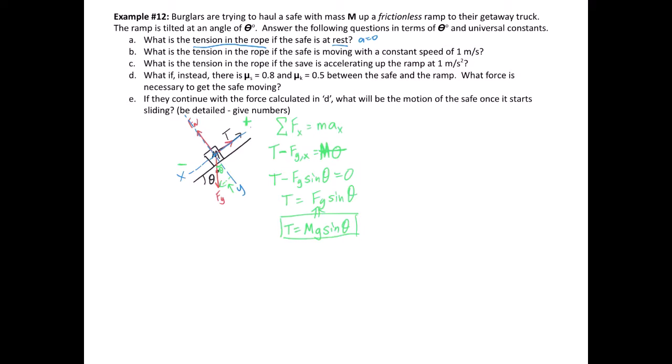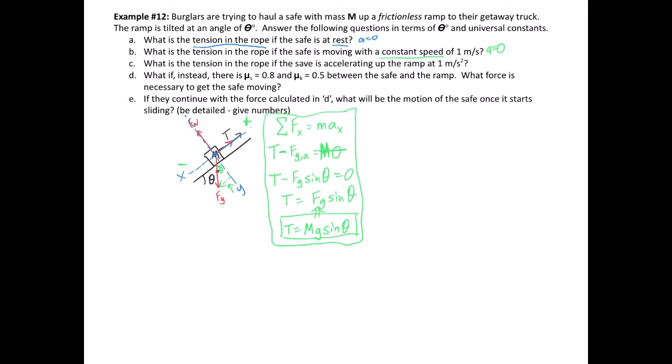Now, question B says, what is the tension in the rope if the safe is moving with a constant speed of 1 meter a second? Don't you dare start doing more calculations, eh? It says constant speed. If that's constant speed, what is the acceleration? The acceleration is 0. Therefore, the calculation will look exactly like what we have here, and we'll get exactly the same value.